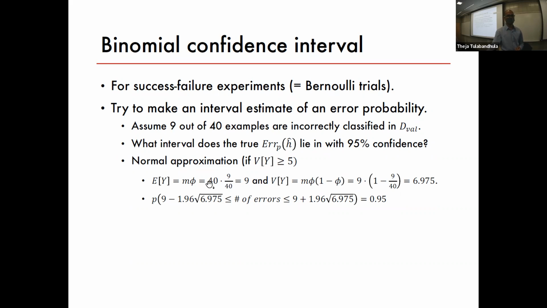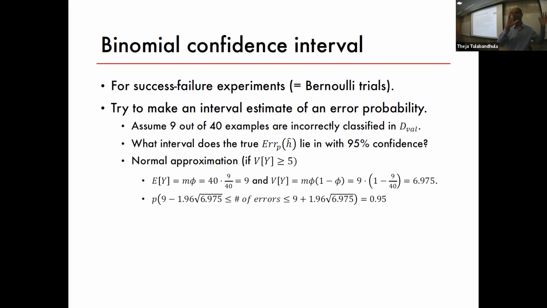So the expected error is 9, because we made 9 errors in the validation. In reality, the number of errors will be 9 minus something and 9 plus something with high probability. I want to figure out what that minus something and plus something is, and that's given by the normal approximation. If you want 95% confidence, then, if you remember from doing a z-test, there's a 1.96 number that comes in here. And then you have the square root of the variance, basically the standard deviation estimate, which is just this estimate here. So that's how you get an interval.